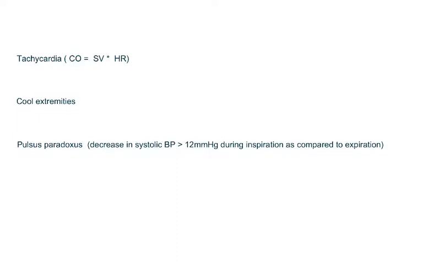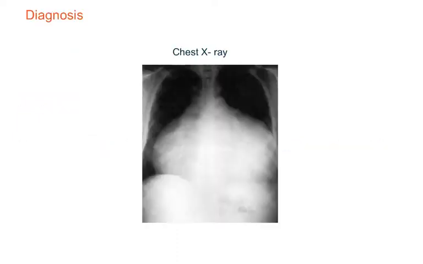Also, there can be pleuritic chest pain due to pericarditis. The diagnosis of cardiac tamponade is clinical. There is no single test that can diagnose cardiac tamponade. So basically, it is a combination of clinical suspicion and diagnostic tests.